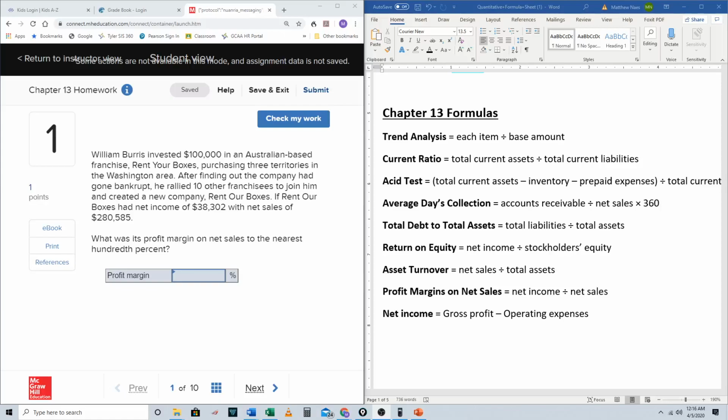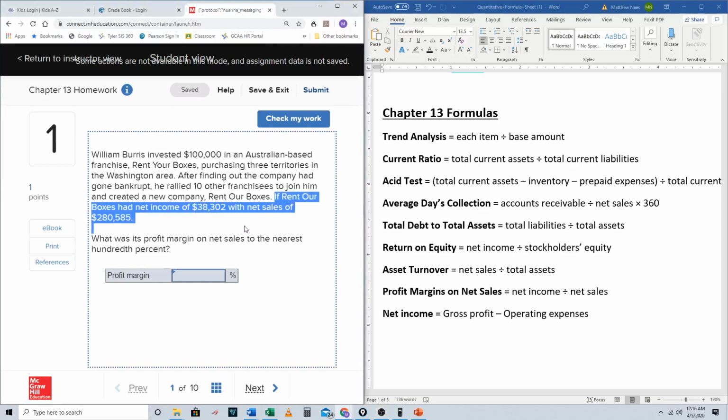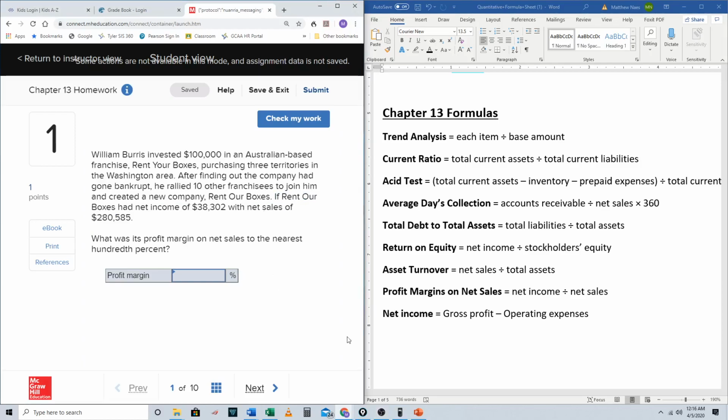All right, so this is chapter 13 practice questions from the homework. Most of these are going to be pretty straightforward, okay? So when we're asking for profit margin, you can read the whole question, but a lot of it's just jargon until you get down to the very bottom part where they talk about net income and net sales, and ask what is the profit margin? Profit margin. There it is.